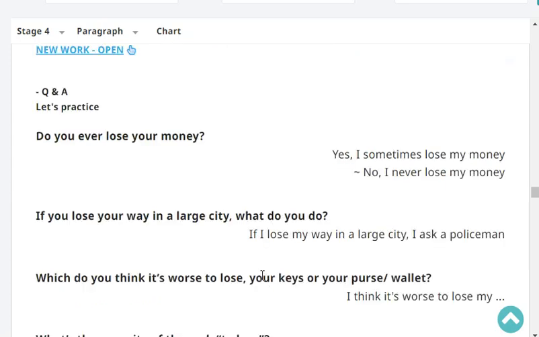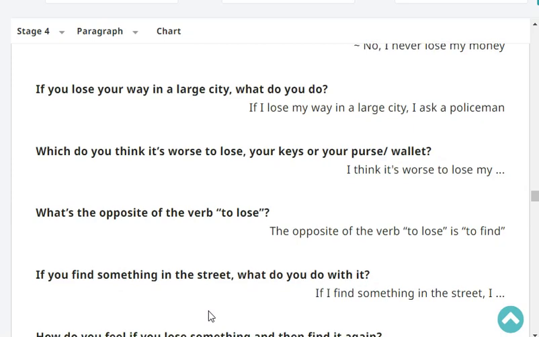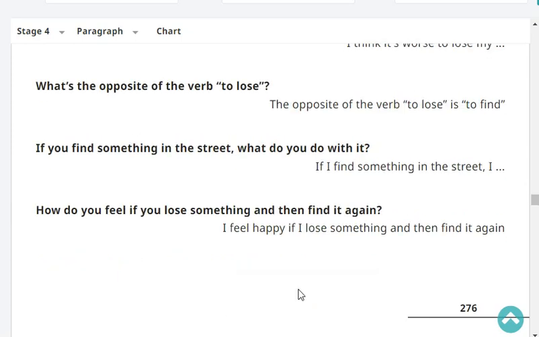Okay, do you ever lose your money? Yes or no? No, I never lose my money. Very good. If you lose your way in a large city, what do you do? If I lose my way in a large city, I ask a policeman. Very good.